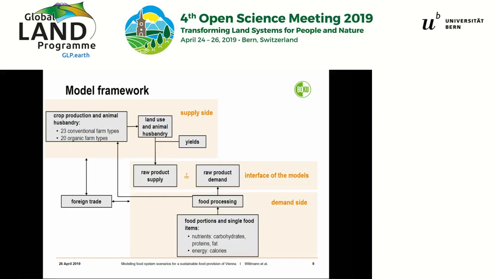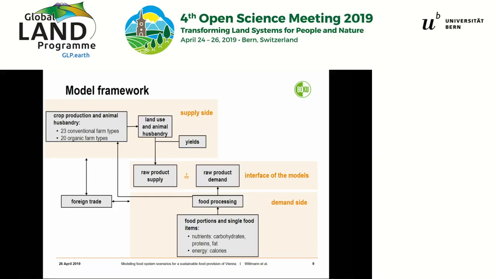Now we want to translate the food demand into land use, and therefore we built 2 models. One model on the supply side. This is a farm economic model, and another model on the demand side. This is a biomass balancing model, and we now calculate the food demand for the people who live in this area, and then calculate back how much land use is needed to cover this food demand.